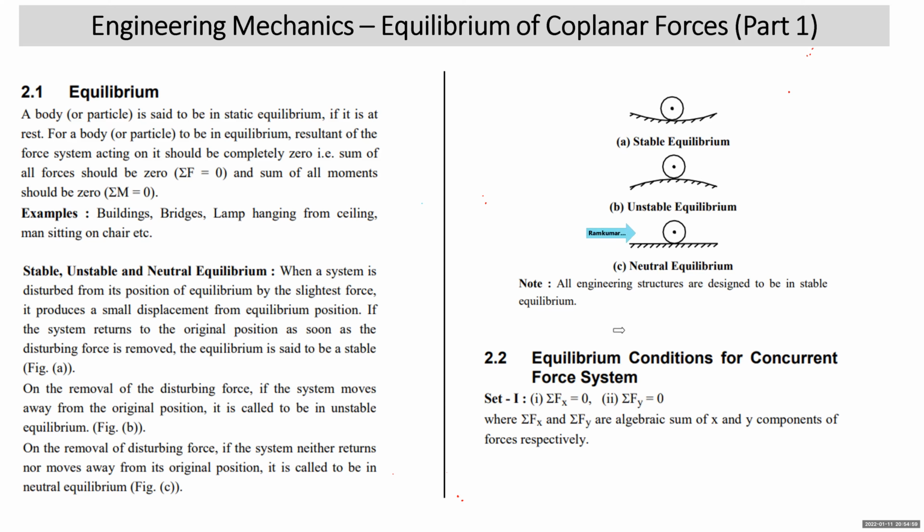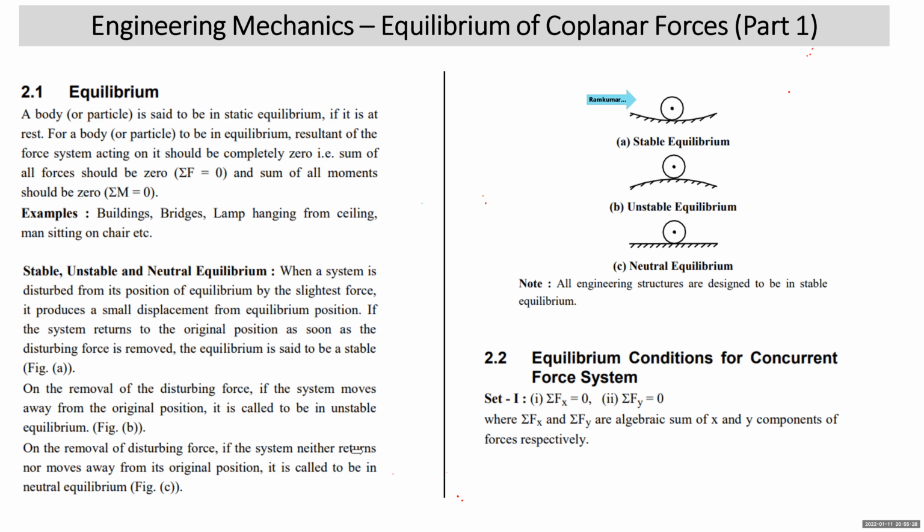Now we come to the third case, in which the ball is kept on the truly horizontal surface. A small force is applied on it. The ball gets displaced from its original position of equilibrium. Then the force is removed, but the ball does not come back to its original position. It does not go away either. Such equilibrium is called neutral equilibrium. All the engineering structures that engineers design should be in stable equilibrium.